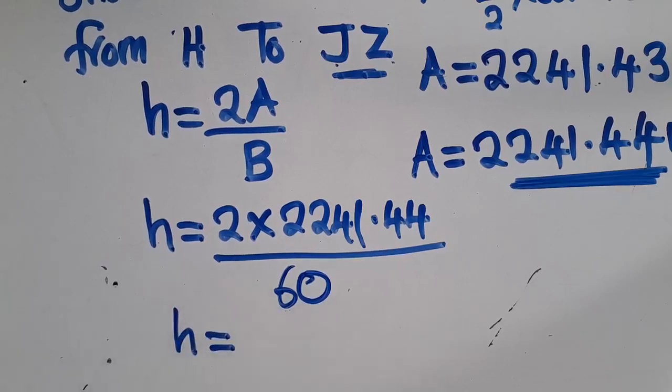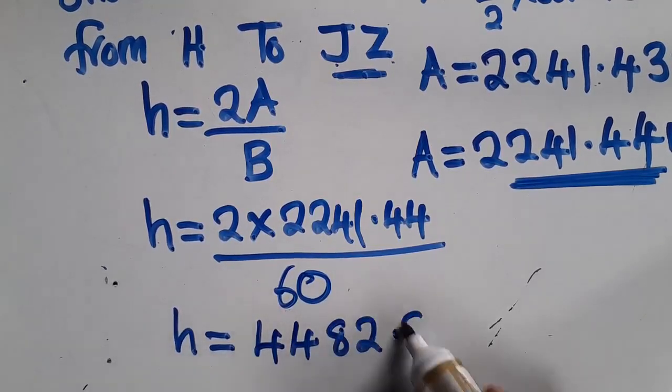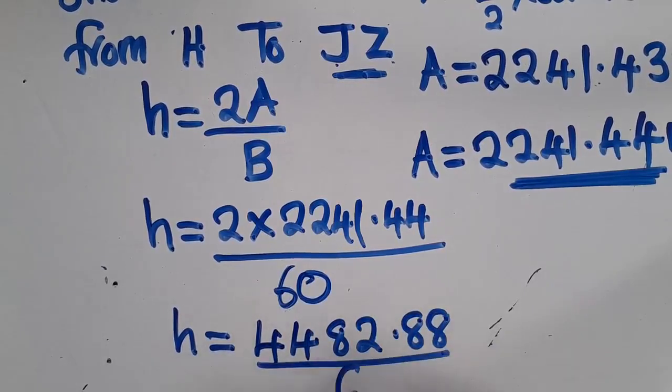Now you get your calculator: 2 times 2241.44. What answer are you getting? I'm getting 4482.88. Then divide by 60. Don't type everything at once, because after you see the answer, there are people that can make mistakes. So the answer is 4482.88, and this answer you divide by 60.